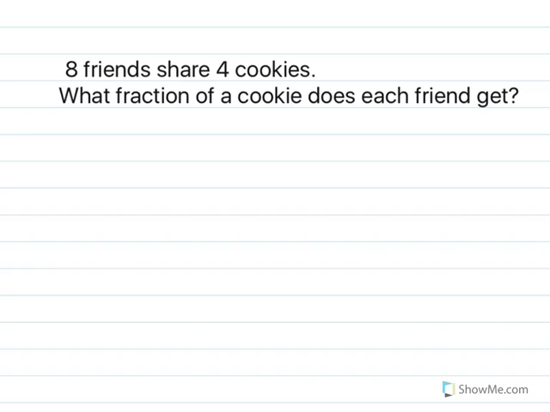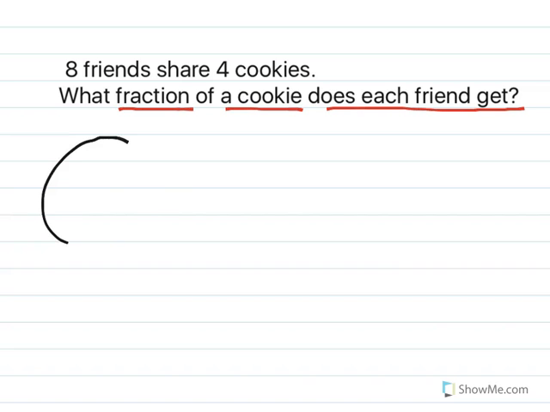So here we want to know what fraction of a cookie does each friend get. Because obviously, if there's 8 people and there's only 4 cookies, they're not going to get the entire cookie. They're only going to get a piece of it. So we want to know what fraction of that cookie they would get.